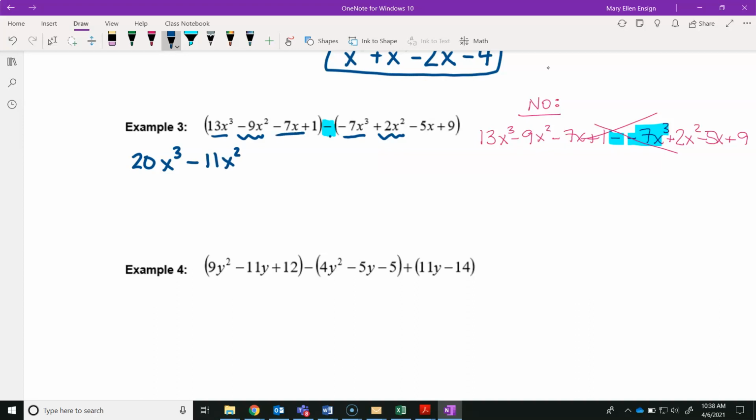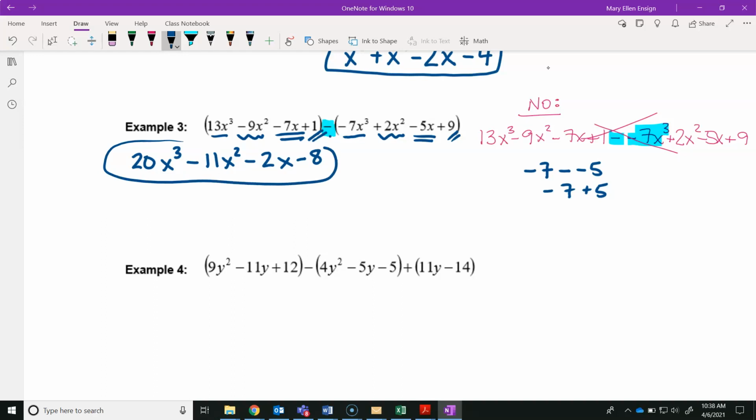And then I have negative 7x minus negative 5x. Again, negative 7 minus negative 5 is like negative 7 plus 5, which is minus 2x. And then finally, I have this plus 1 here minus positive 9. So 1 minus 9 is negative 8. Okay, so you see that in every case, I had to travel through that subtraction sign to get to what I wanted to subtract. So we can't skip over it.